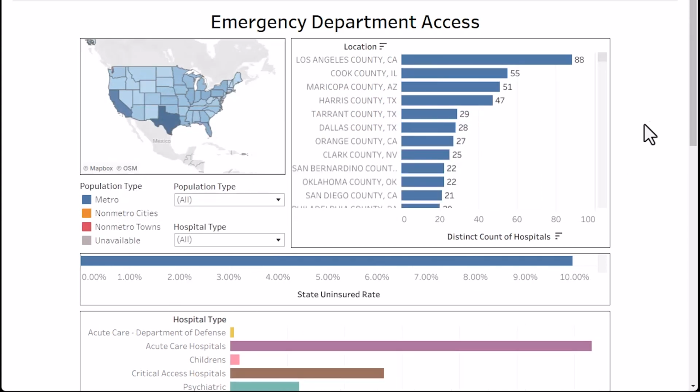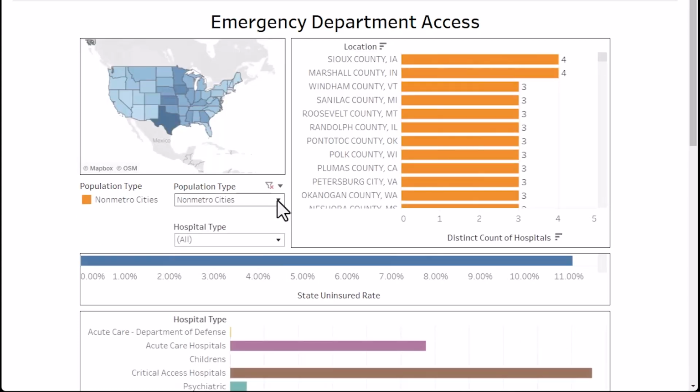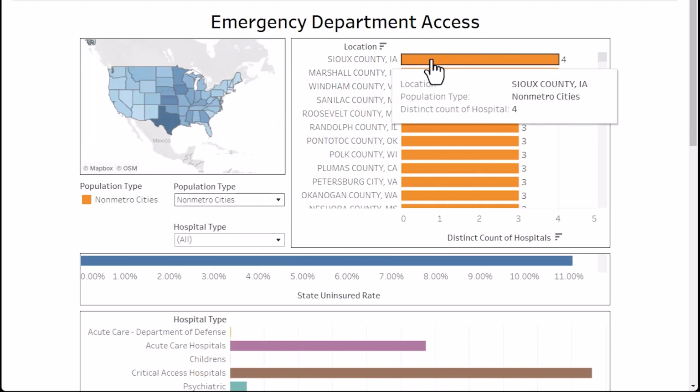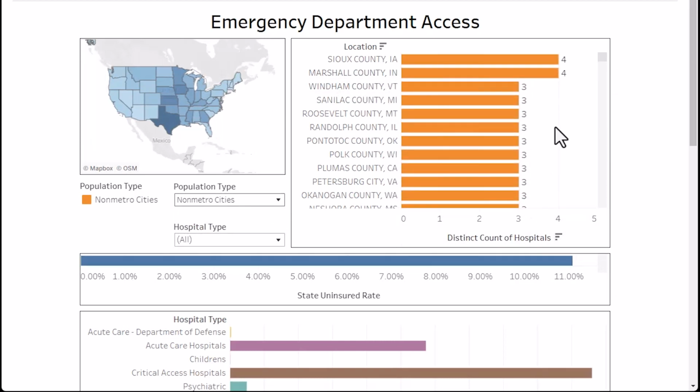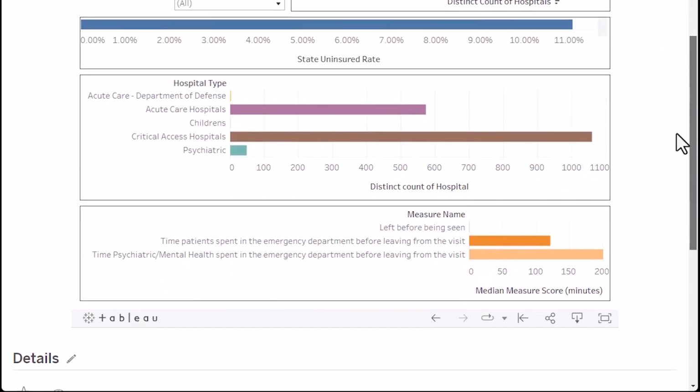And then we can also select different population types. So if we want to take a look at only non-metro cities, we can select non-metro cities. And then the dashboard will refresh and we'll see only those counties that are identified as non-metro cities. And again, here we have these listed in descending order. And then our measures at the bottom are for only non-metro cities.